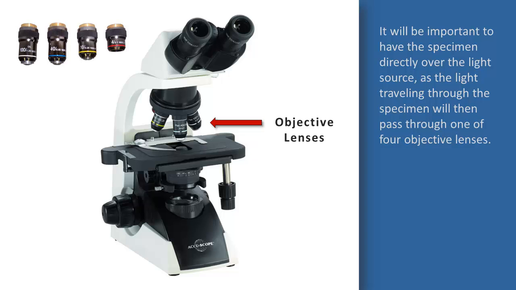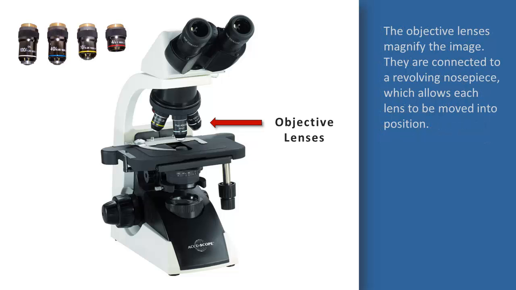It will be important to have the specimen directly over the light source, as the light traveling through the specimen will then pass through one of 4 objective lenses. The objective lenses magnify the image. They are connected to a revolving nose piece, which allows each lens to be moved into position.